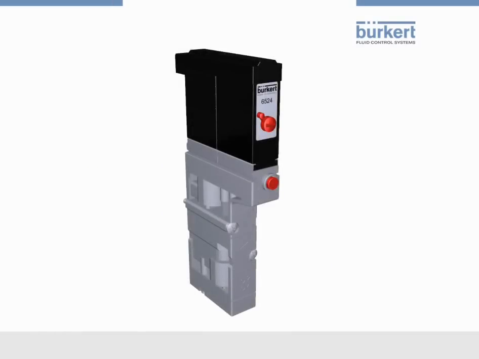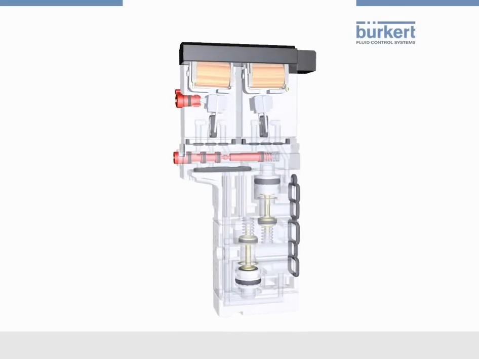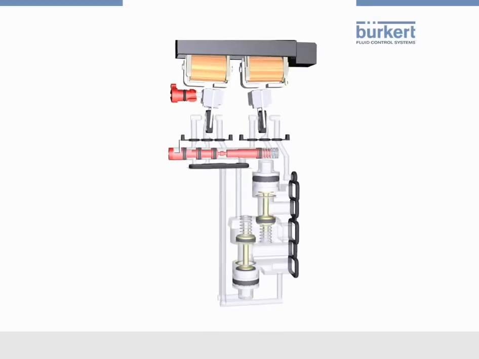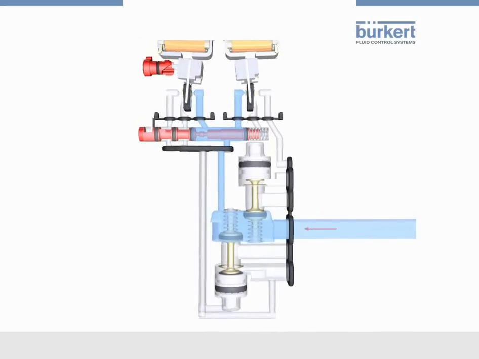The double 3-2-way version is a combination of two flipper valves with a pneumatic seat valve. This valve can either switch both 3-2-way functions at the same time, or each of the 3-2-way functions separately. The animation shows the different possibilities of the double 3-2-way valve. First, we'd like to show how the left 3-2-way function works.